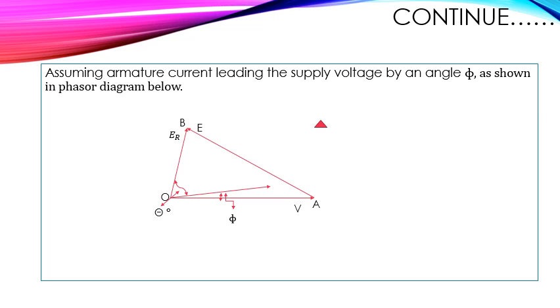Then the angle between ER and V will be theta plus phi. That's why, from the phasor diagram, the equation will be E squared equals V squared plus ER squared minus 2 V ER cos of theta plus phi. Theta plus phi is the angle between ER and V, so for the resultant E we have to take that angle.